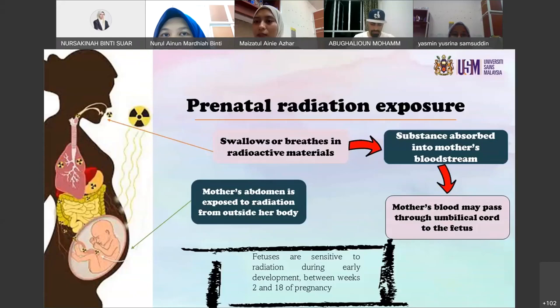However, if the mother wears a shield on her abdomen to protect the womb from the exposure coming from the outside, the fetus will receive a lower radiation dose than the mother, thus less radiation effects to the baby. Next slide.